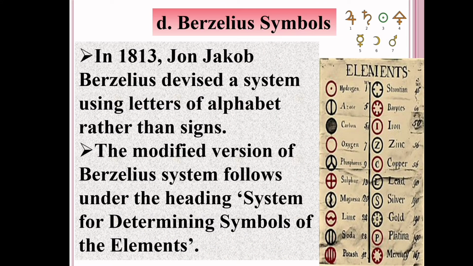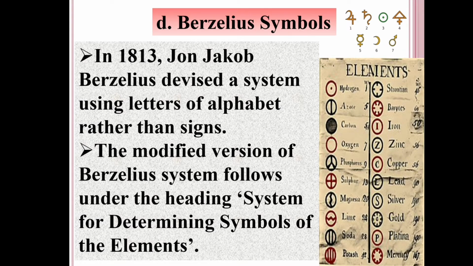Berzelius symbols. In 1813, John Jacob Berzelius devised a system using letters of the alphabet rather than signs. The modified version of the Berzelius system follows under the heading System for Determining Symbols of Elements.